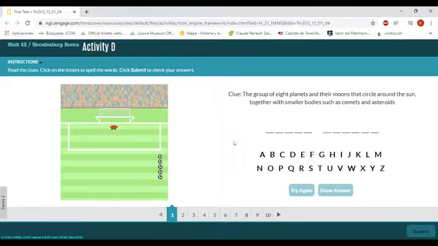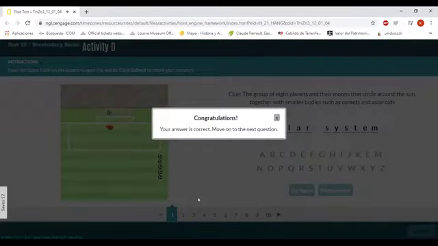I want you to write the answer in your notebook, and then we check it together, okay? So try to guess what the answer is. Okay, if you think your answer has an S, that's it. So what do you think it is? Yes, guys, it's solar system. Yes, very good. Now, we're gonna go to the number 2.